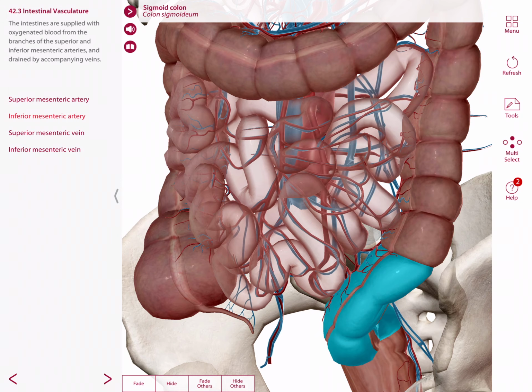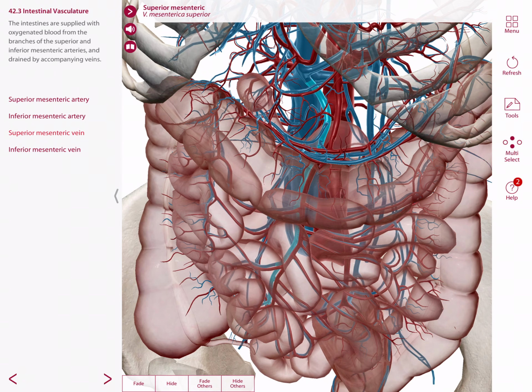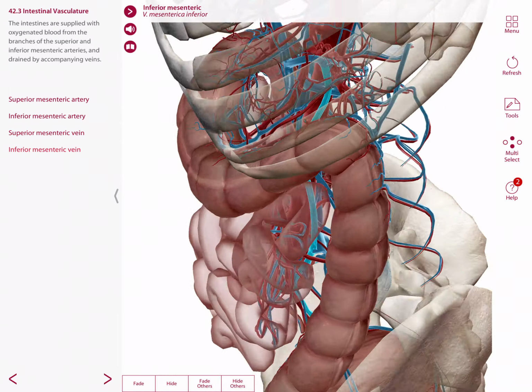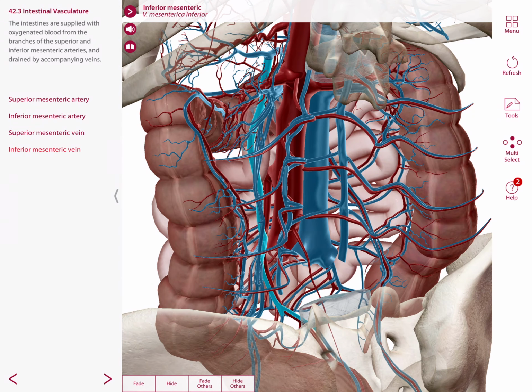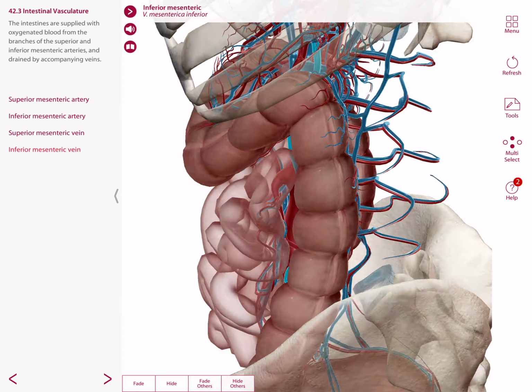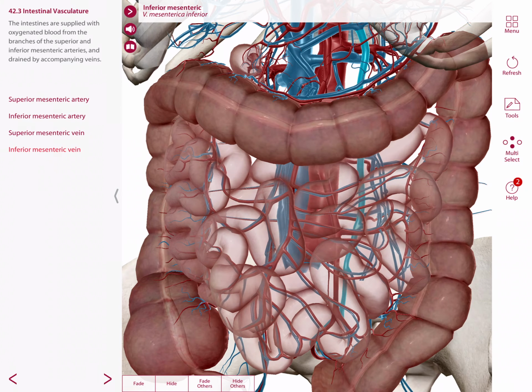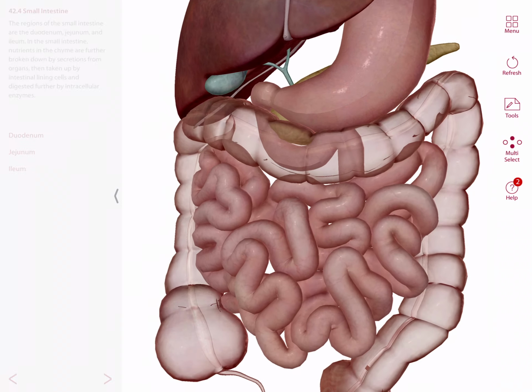And then we have veins that are named appropriately, the superior mesenteric vein and inferior mesenteric vein, and those are taking oxygen-poor blood away from these structures, and it's the exact same region. So superior does ascending and transverse, inferior does descending and sigmoid.